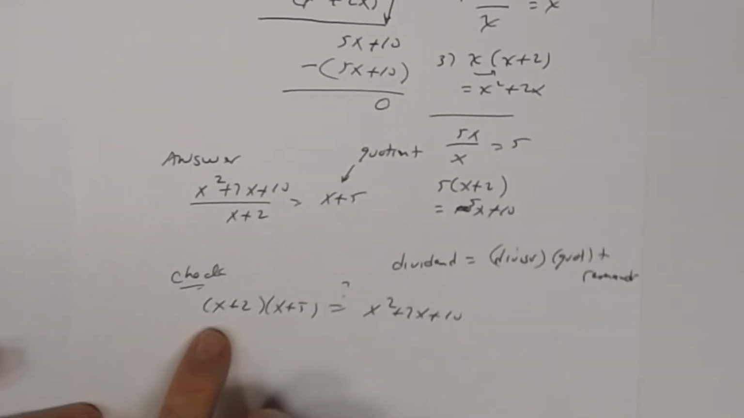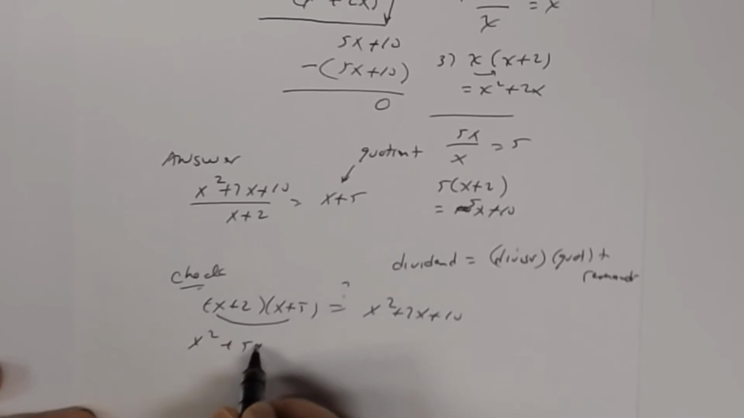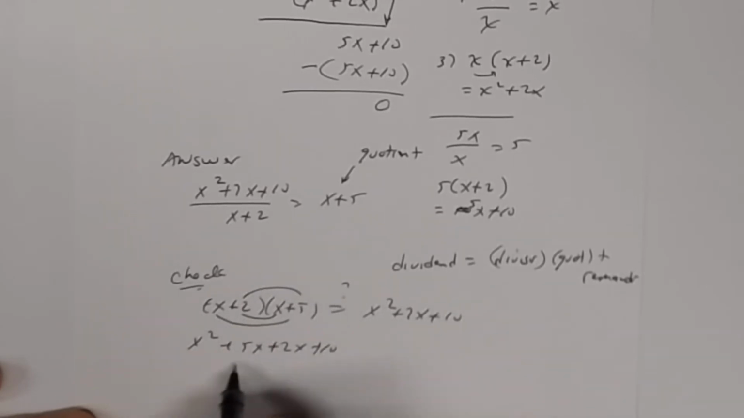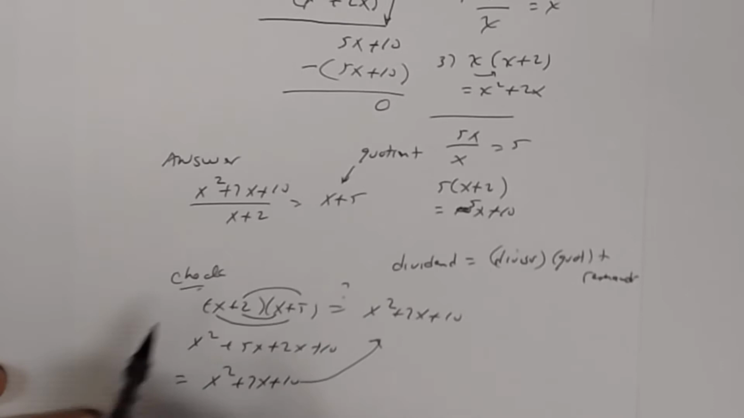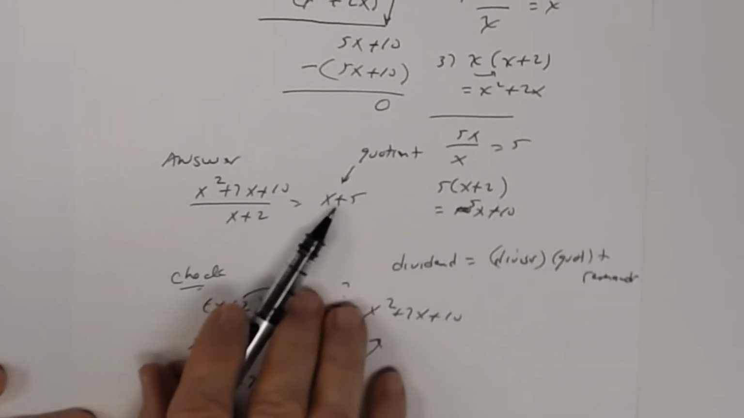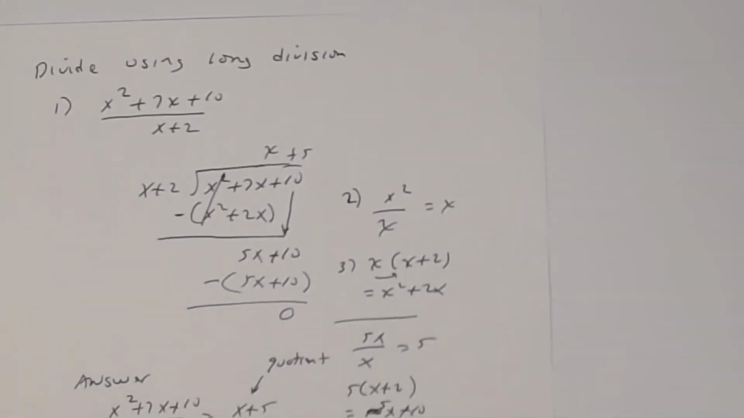So notice I'm multiplying two binomials. I'm going to use a FOIL method. X times x is x squared. The outer is 5x. The inner is 2x. And the last is 10. And when I combine like terms, I get x squared plus 7x plus 10, which is what we had. Okay? So this is correct. That right here is your quotient. Remember, no remainder, so that's your quotient. Okay? All right, so that's number 1.